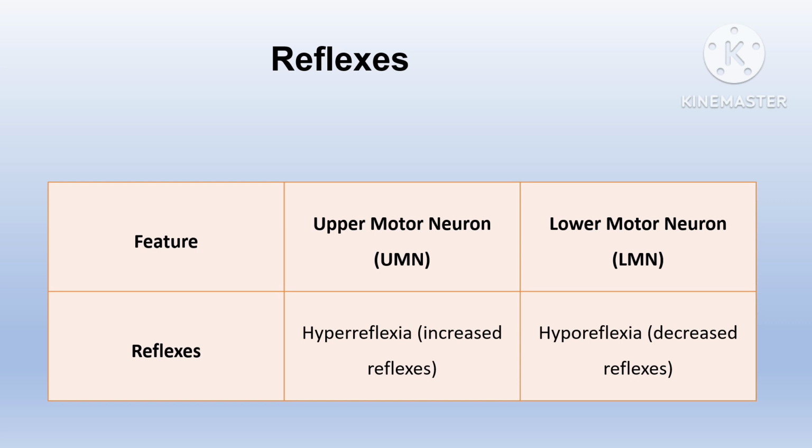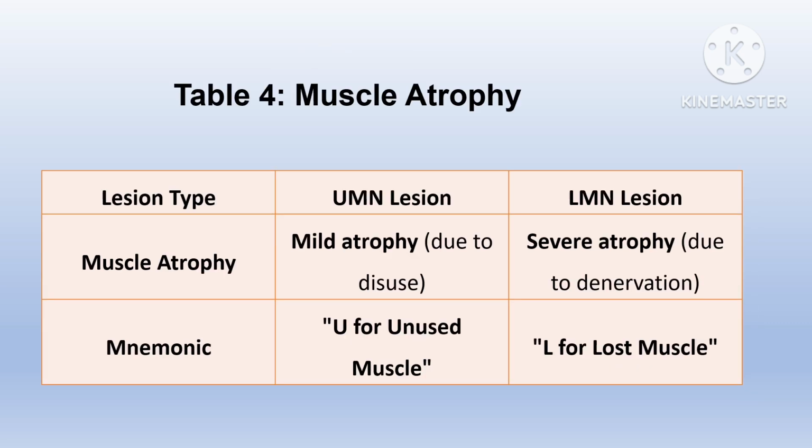In case of upper motor neuron lesions, mild atrophy occurs because of the disuse of affected muscles due to their weakness. In case of lower motor neuron lesions, severe atrophy happens because the muscles are no longer getting nerve signals from the neurons, leading to muscle wastage.